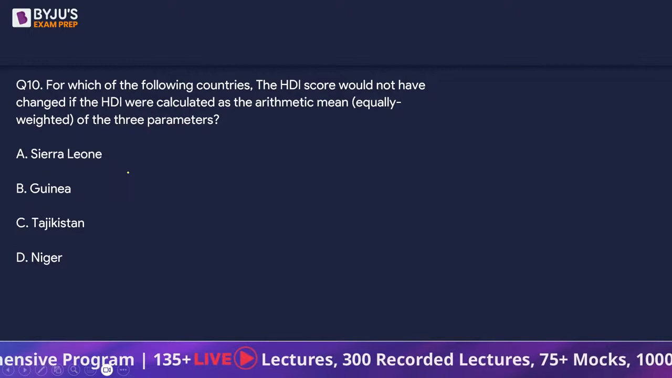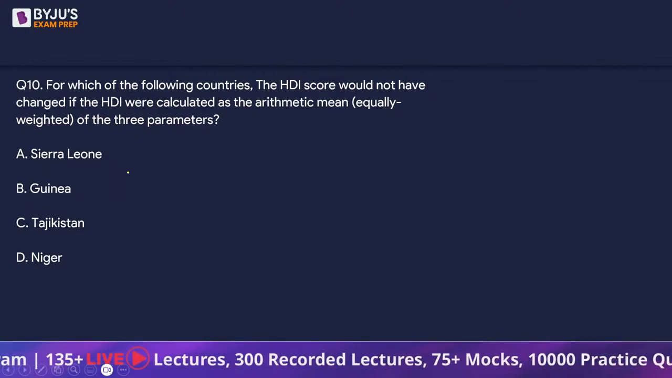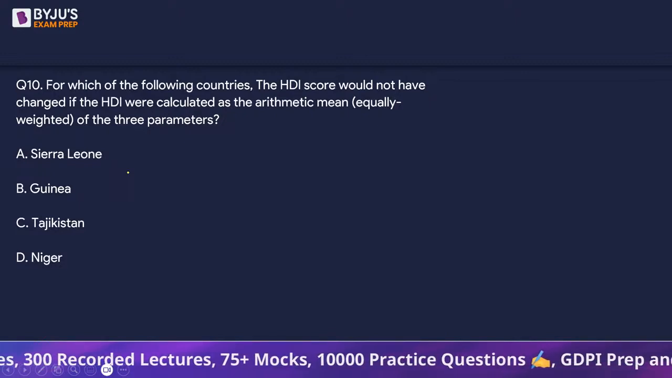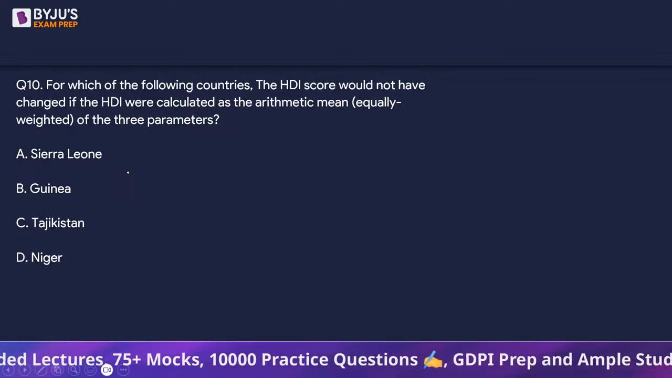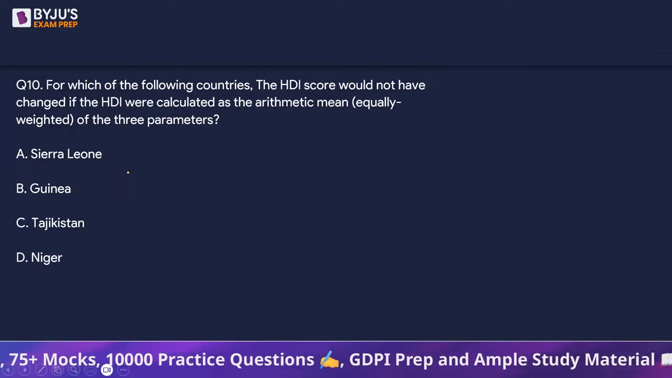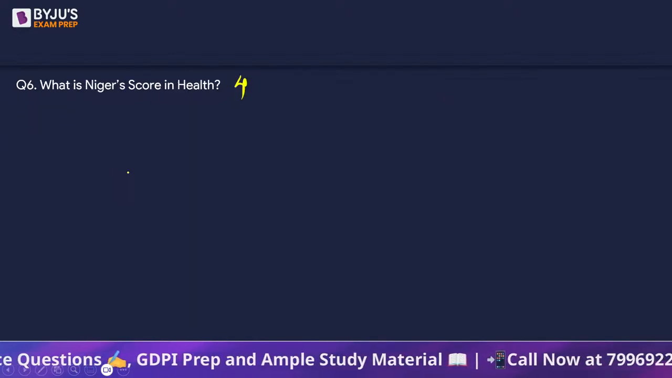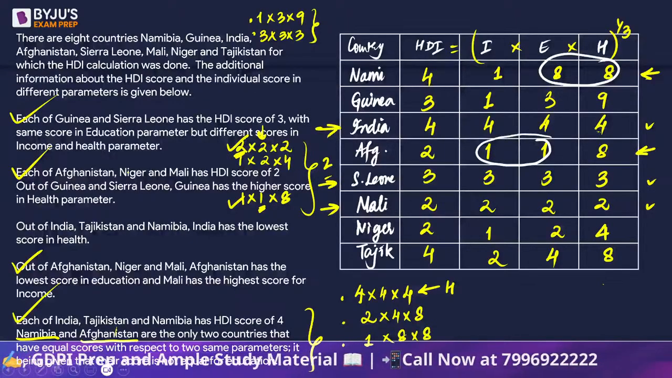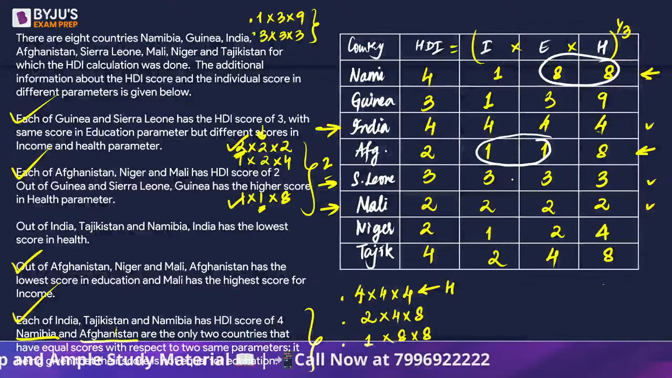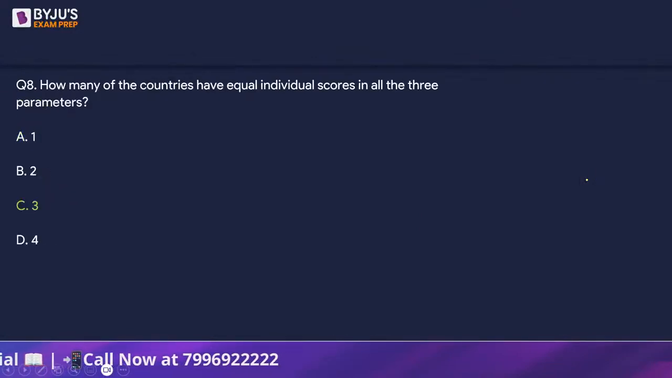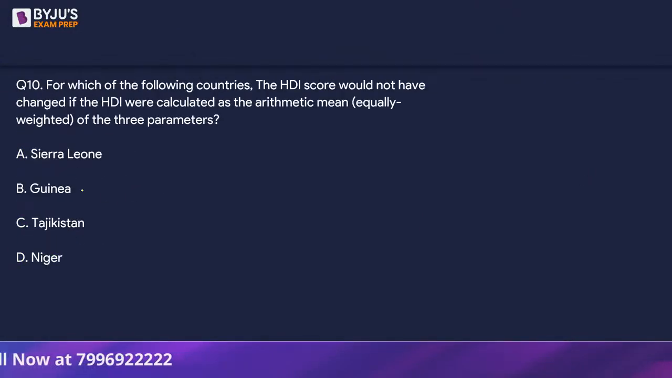And for which of the following countries the HDI score would not have changed if the SDI were calculated as the arithmetic mean of the 3 parameters? Well, that is going to be true for the countries where all the values are same. And all the values were same for India, Mali and Sierra Leone. For Sierra Leone, the geometric mean will be same as arithmetic mean. AM is equal to GM is equal to HM if all the values are same. So we don't have India and Mali in the options, so obviously Sierra Leone. So A becomes the answer.